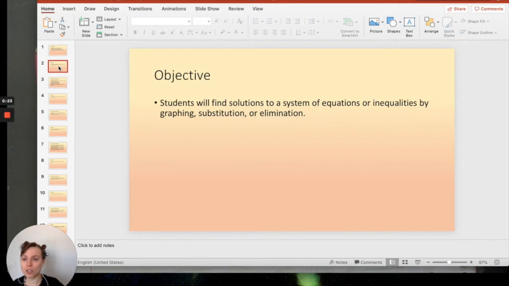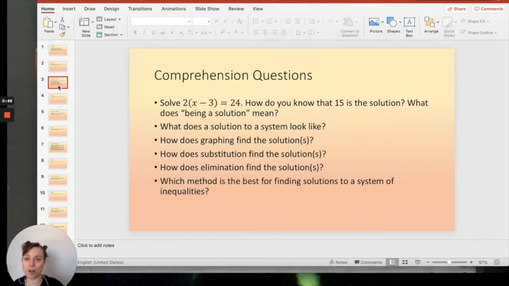So we're going to set up our objective. We're going to find solutions to a system of equations or inequalities. So we'll go over what a system is and how we use inequalities with that by graphing, substitution, or elimination. So this one objective is going to last us this whole unit. It's going to be 4 videos, one on graphing, substitution, elimination for equations, and then we'll take that knowledge and extend it to inequalities.